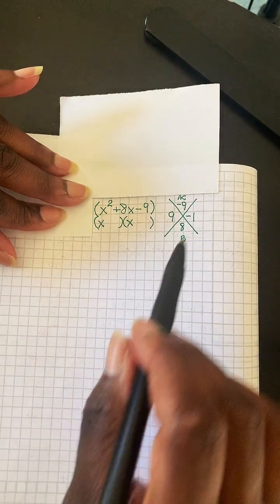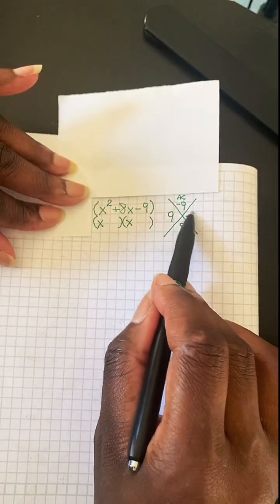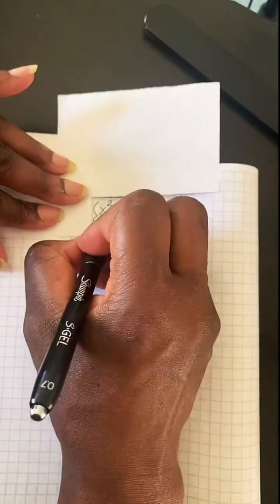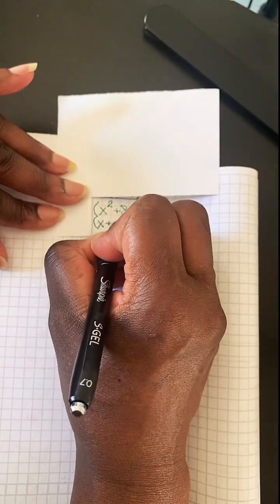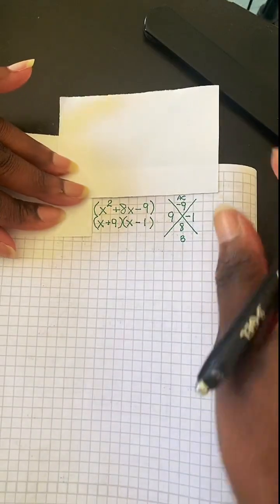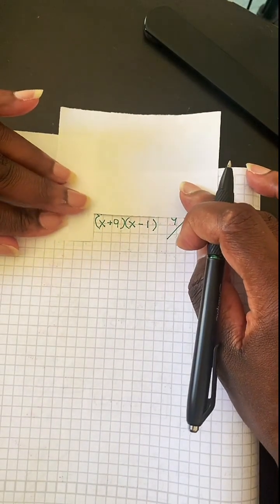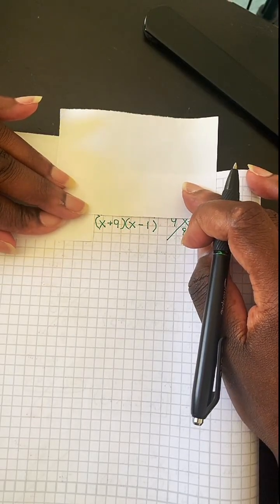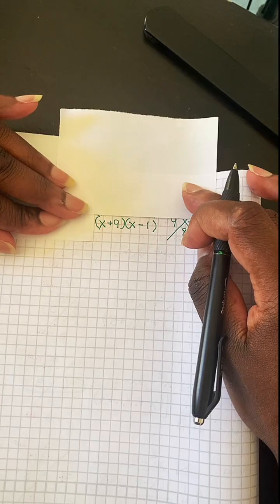Okay. So now we're going to take those two terms and put them inside the parentheses. So we got +9, -1. So now this is completely factored. Okay, so that's x plus 9, x minus 1.